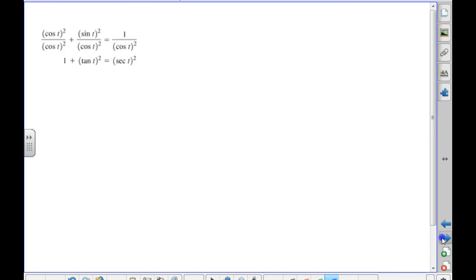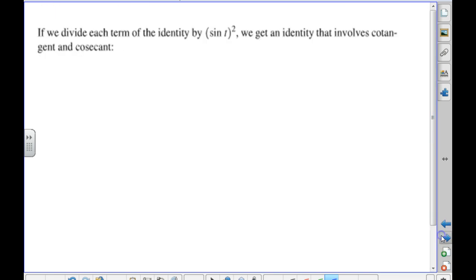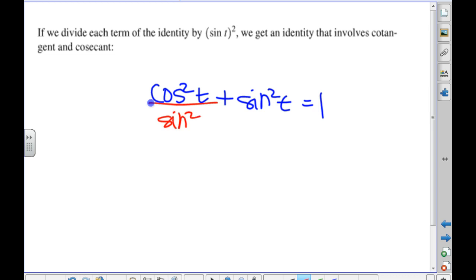All right, there's one more. The other one is if you have cosine squared plus sine squared, what did we divide by last time? Cosine squared. So we're going to divide by sine squared this time. Cosine squared over sine squared, anybody? Well, if tangent was sine over cosine, then cosine over sine must be the flip of tangent, which is cotangent, yep.